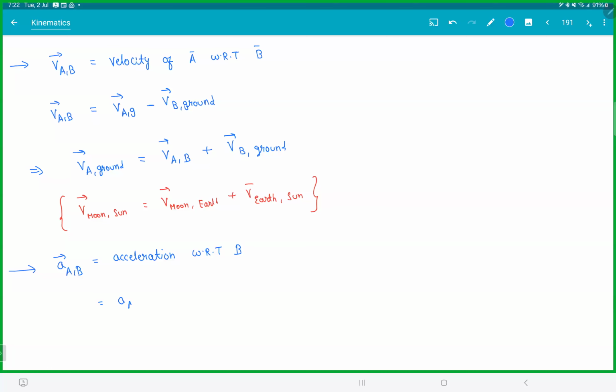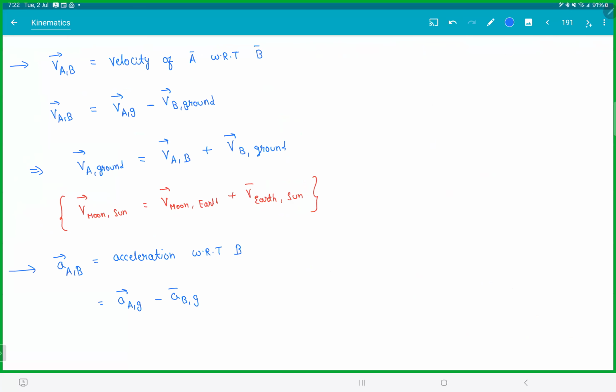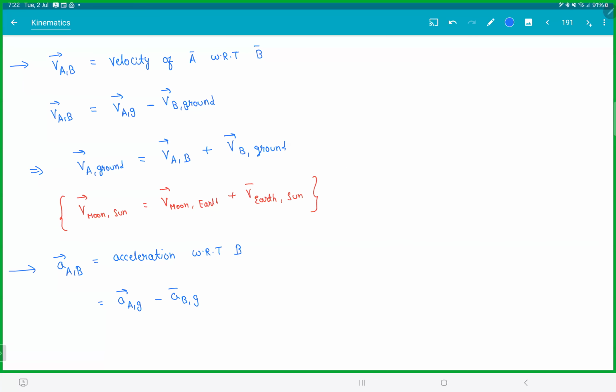So this also would be acceleration of A with respect to ground minus acceleration of B with respect to ground. Here I'm showing you in a symbolic form the same thing I was showing you with pictures, isn't it? Subtracting it, I'm showing with a picture. So this and this are not different. This is a symbolic form of showing it. This is a pictorial form of showing it. Pictures are easier to observe. Symbolic form is fine, but sometimes you don't get an idea what is happening.